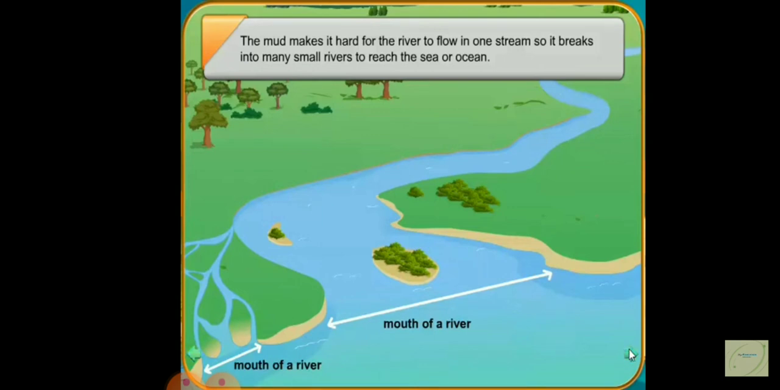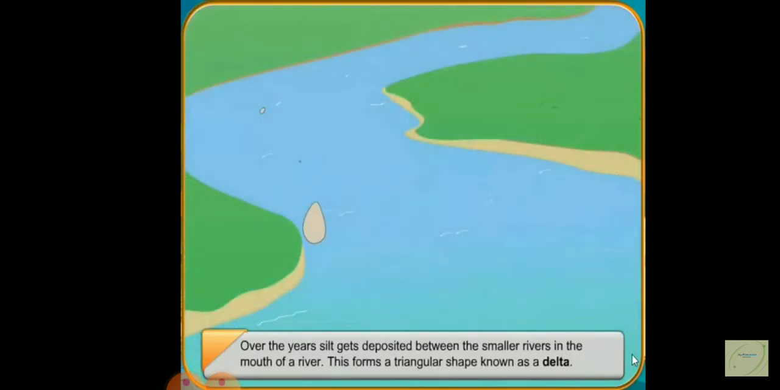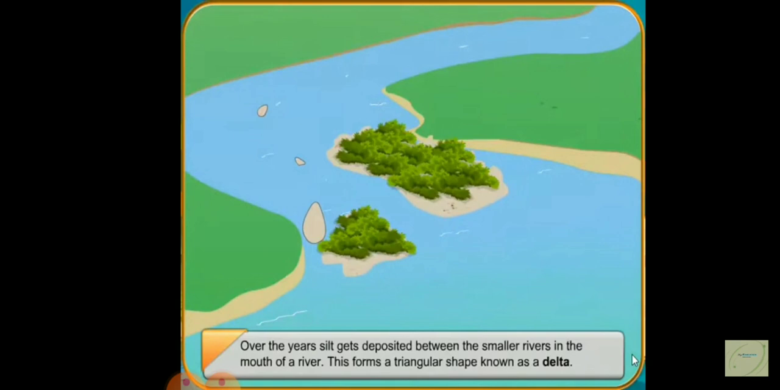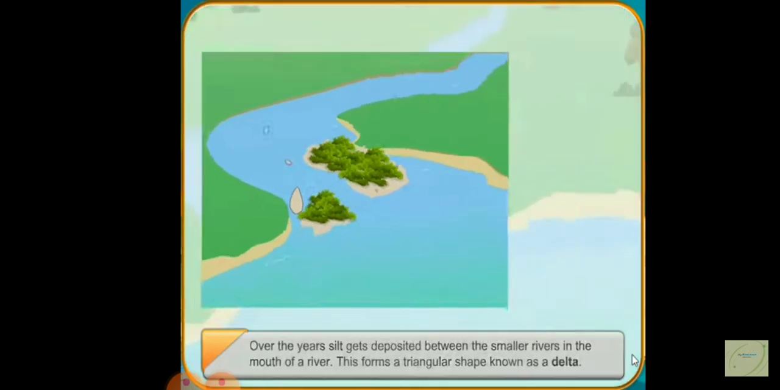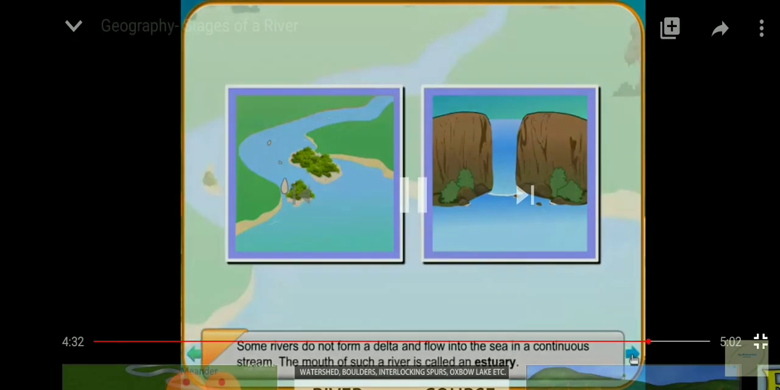You can see the mouth of a river. Over the years, silt gets deposited between the smaller rivers in the mouth of the river. This forms a triangular shape known as a delta. Some rivers do not form a delta and flow into the sea in a continuous stream. The mouth of such rivers is called an estuary.